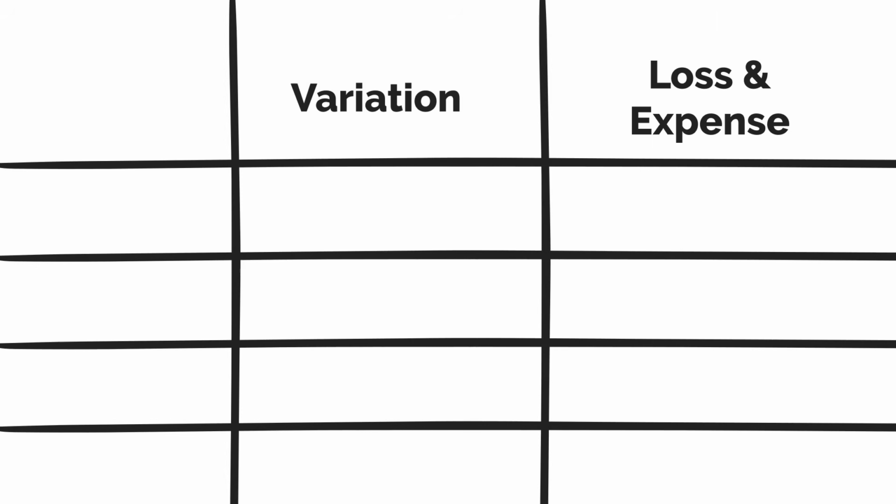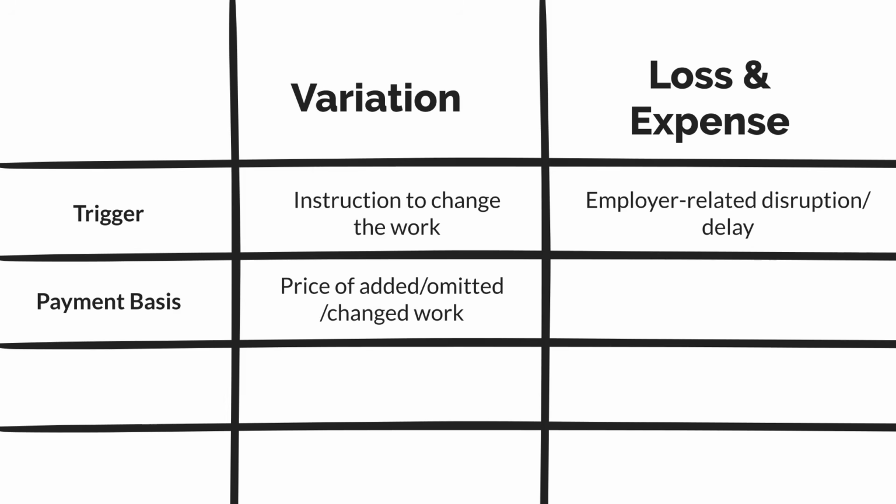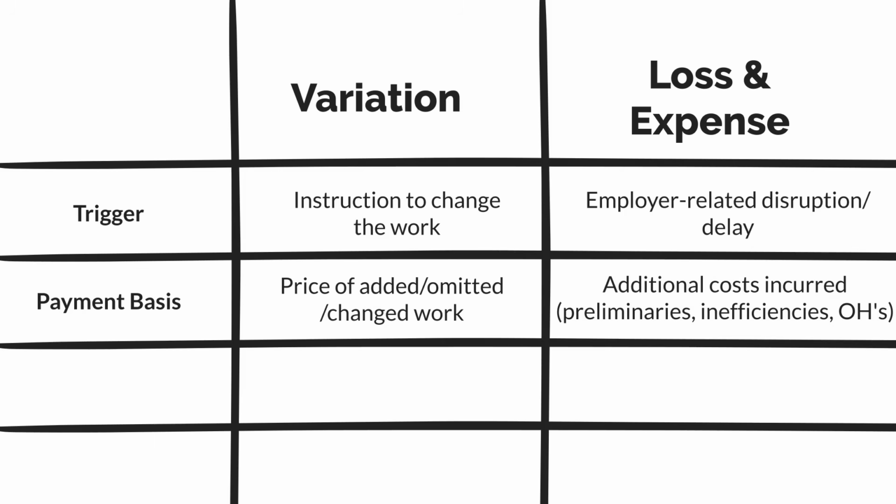So let's look at these side by side. We'll start with the trigger. For a variation, it's an instruction to change the work. And for loss and expense, it's an employer-related disruption or delay. Onto the payment basis. For a variation, it's the price of the added, omitted, or changed work. And for loss and expense, it's the additional cost incurred. So that's the prelims, the inefficiencies, overheads.